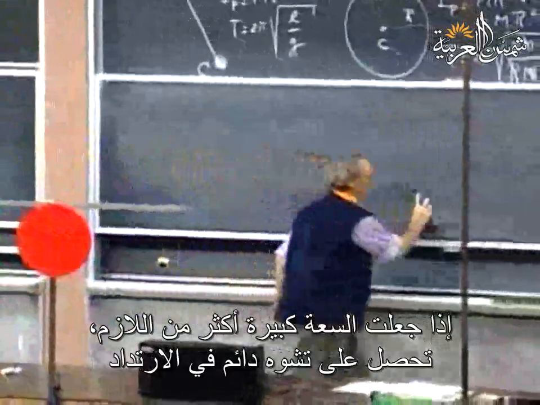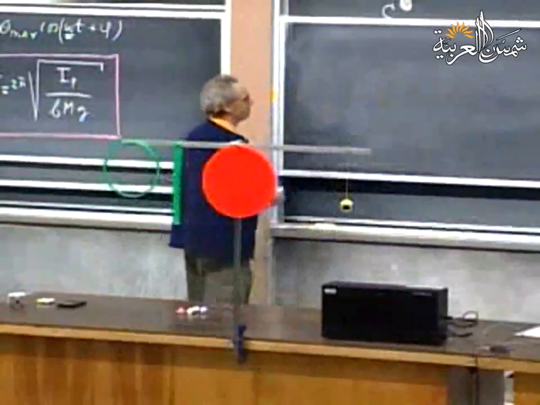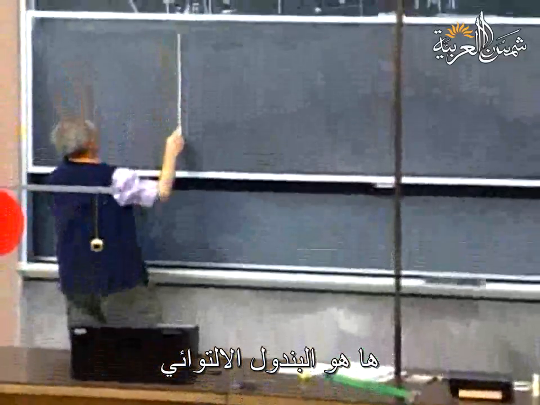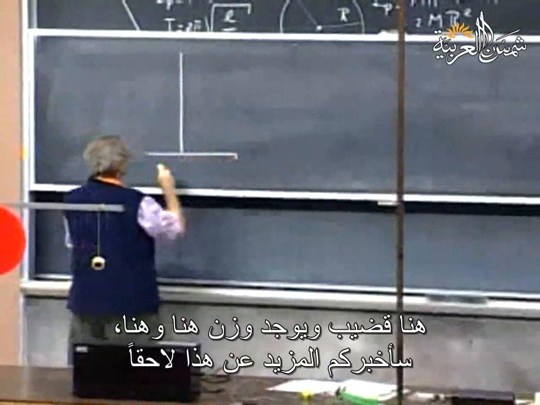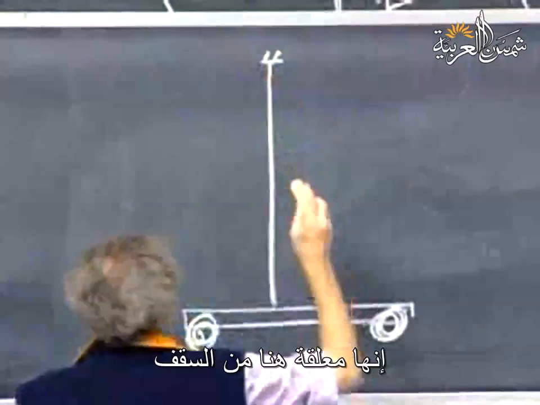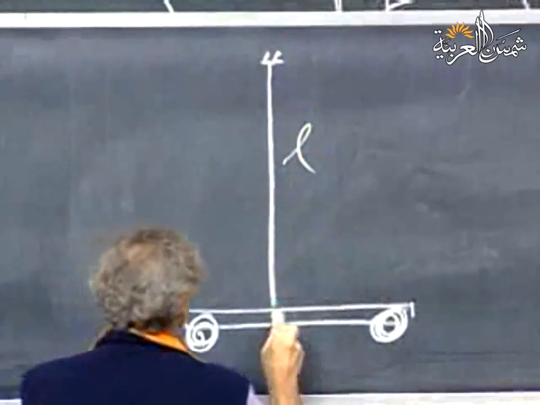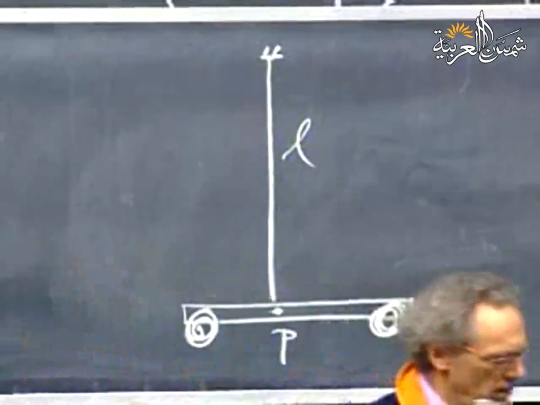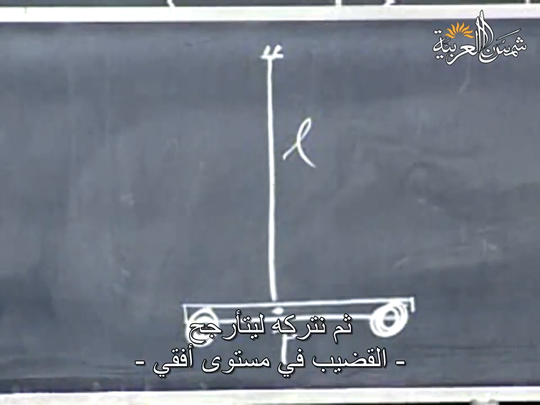If you make the amplitude too large, then you get permanent deformation of the spring. But we never had to make any small angle approximation with the spring as we had to do with the pendulum. Here is the torsional pendulum. This is a bar, and there is a weight here, and there's a weight here. I'll tell you more about that later. It's hanging here from the ceiling. It has a certain length L. This is point P.